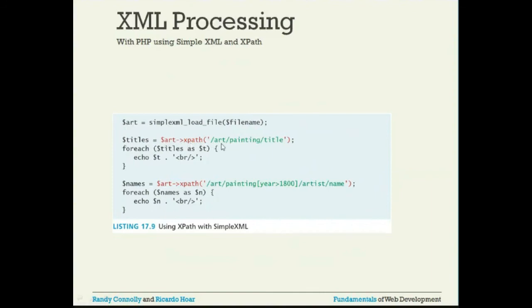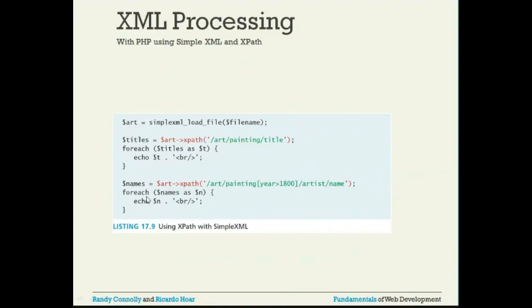Once we have that, $titles is equal to $art->xpath. You are calling xpath and giving the path. This path is similar to OS directories: the root is art, inside that we have painting, then we have title. So it is going to get all the three titles. We have three paintings, and inside each painting there is a title. It fetches all the titles, and foreach $titles as $t it loops through all three titles, echoing the title concatenated with a break. So one title is displayed, then a break goes to the next line, then another title, and so on.